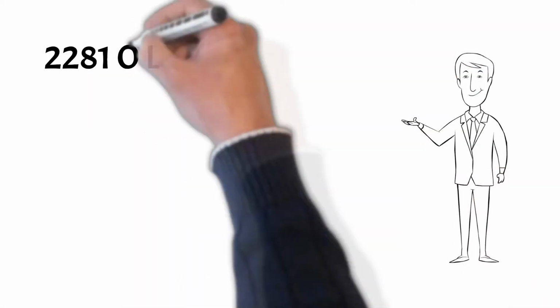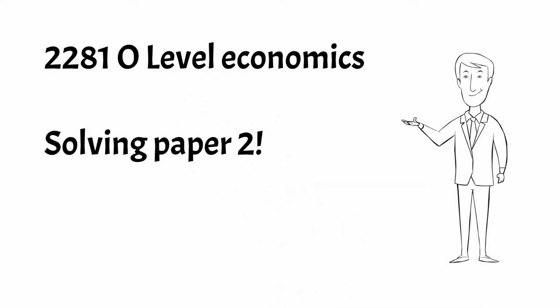Hi guys. Today we will solve the 2281 O-level economics paper. We will be working on paper 2. This paper is from 2020 and is downloadable in the link below.